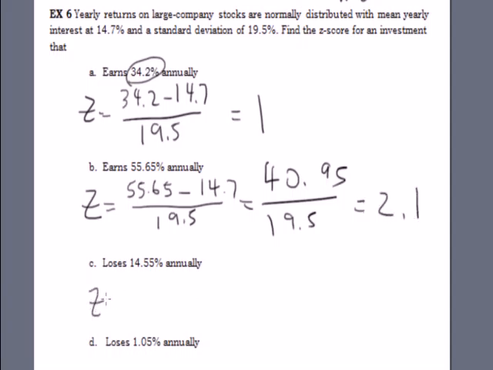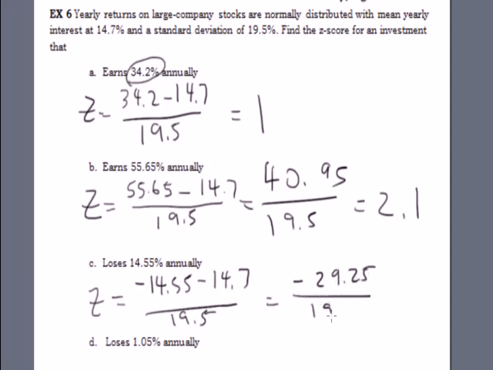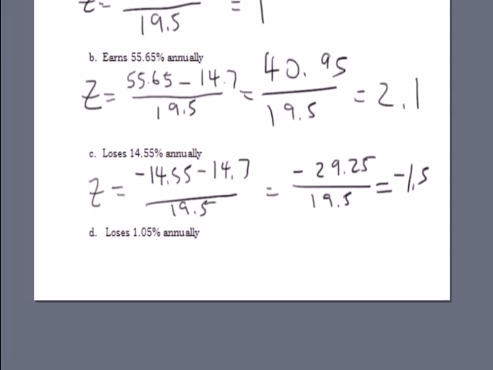Alright, in C we see something interesting here. Here we're told that the investment loses 14.55, so we'll be a little careful here. We want to have a negative 14.55, and from that we'll subtract 14.7. There's no problem at all with having negative values with this. And divide that by 19.5. Should be a negative 29.25. Divide that by 19.5. That gives us negative 1.5. So a negative 14.55 return is 1.5 standard deviations below the mean.